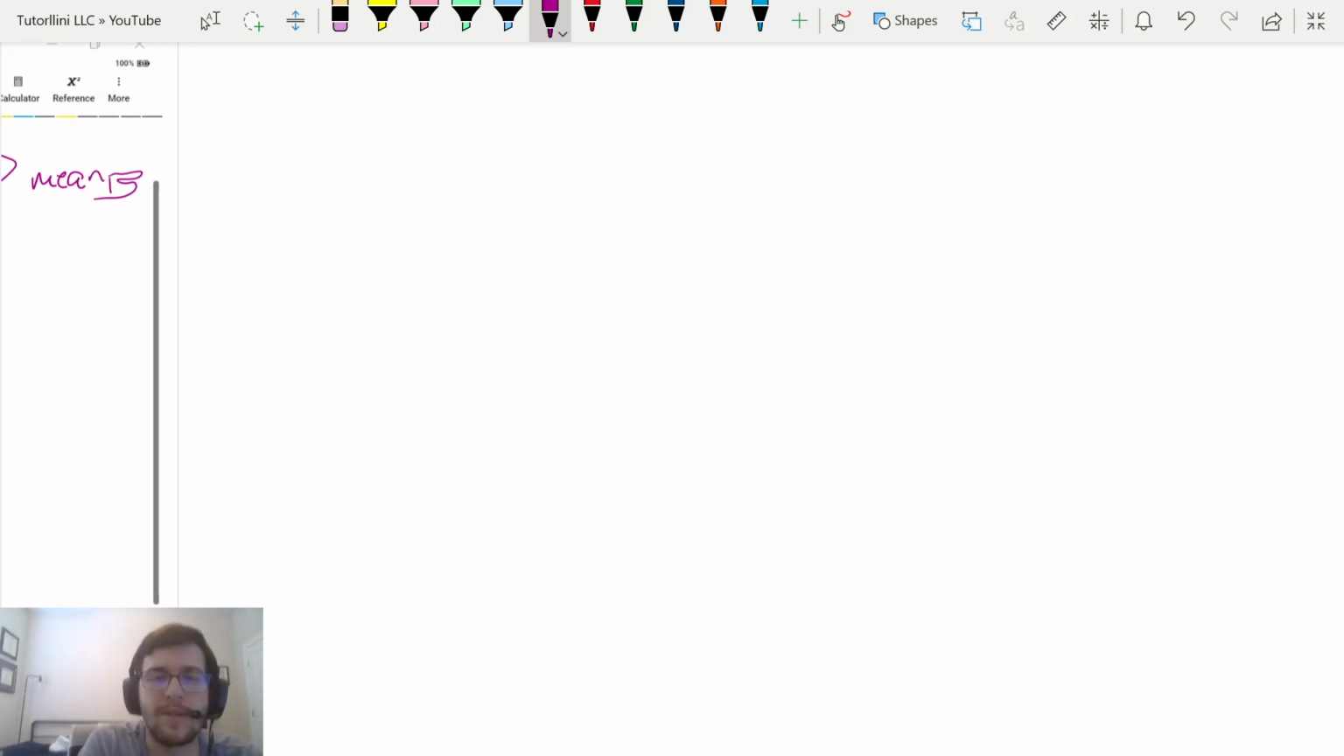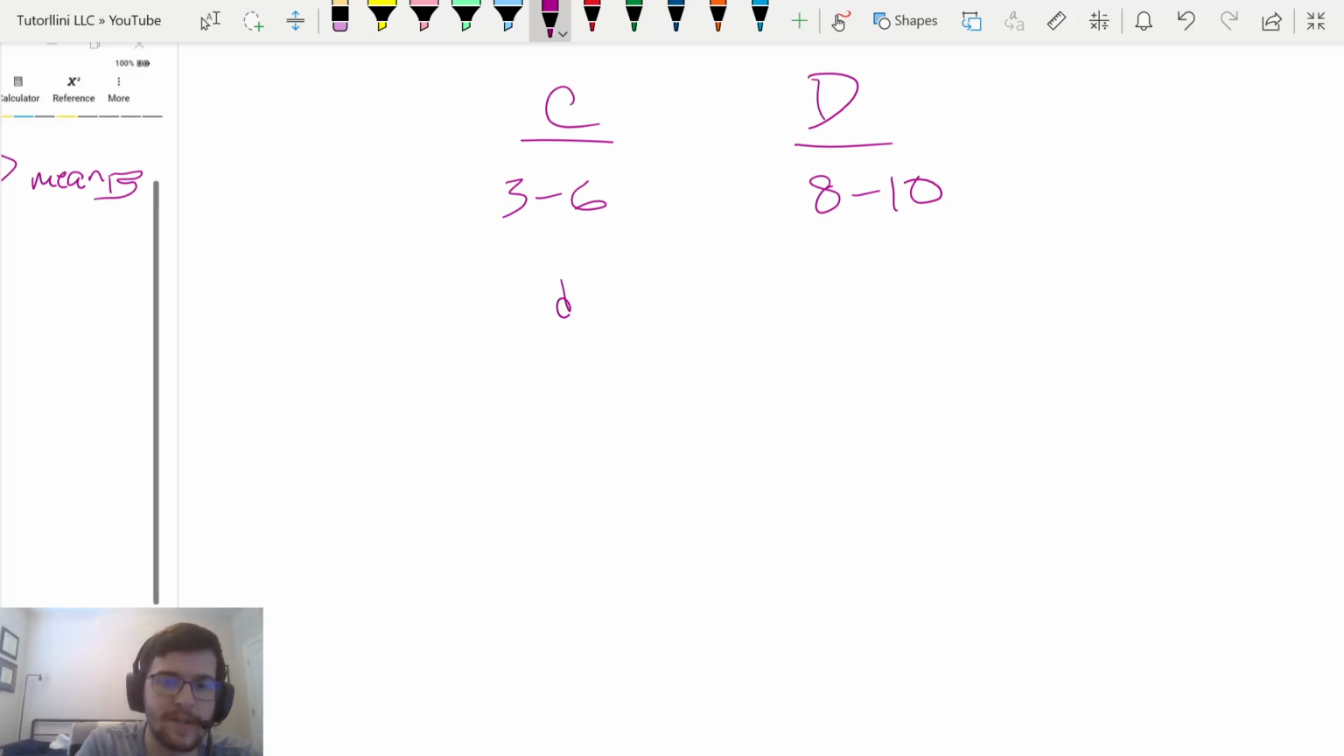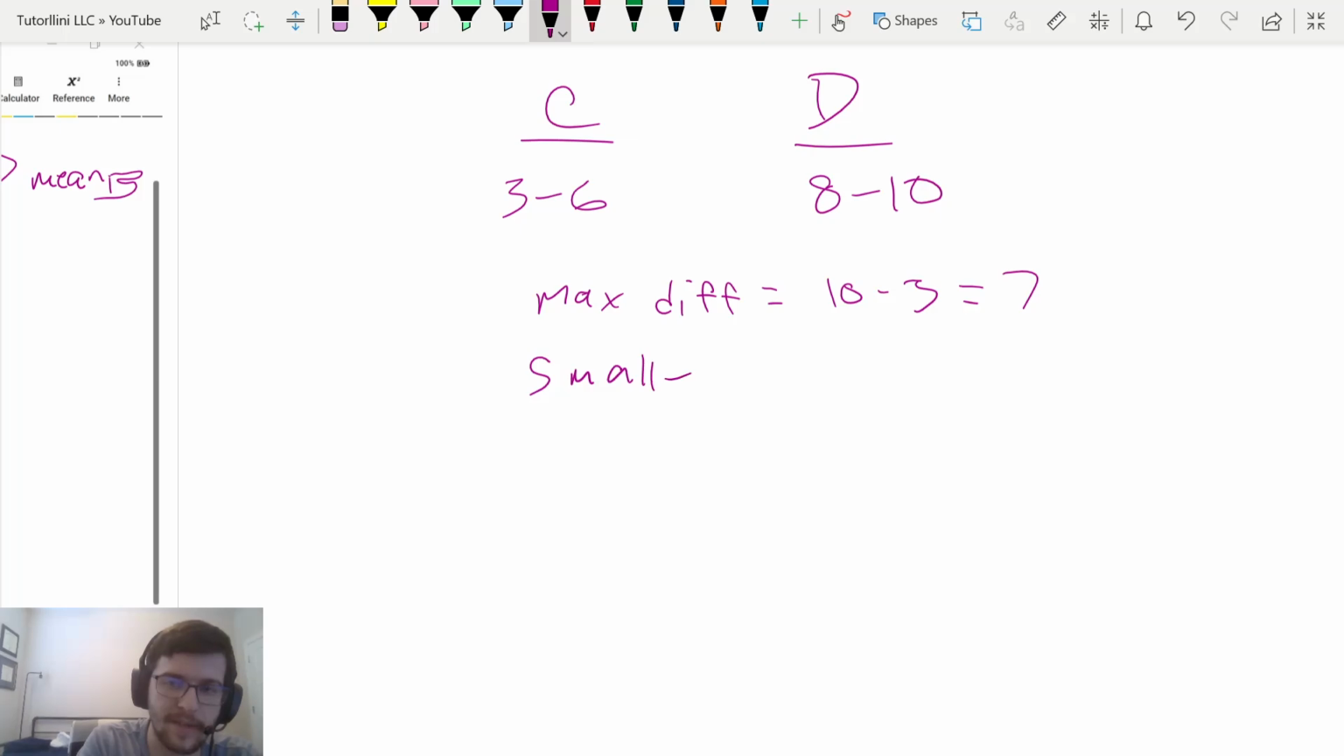So let's say I have two numbers. Let's call them C and D. And C is between 3 and 6, and D is between 8 and 10. And they're all whole numbers, okay? So the biggest possible difference would be 10 minus 3, which is 7. The smallest possible difference would be 8 minus 6, which is 2.